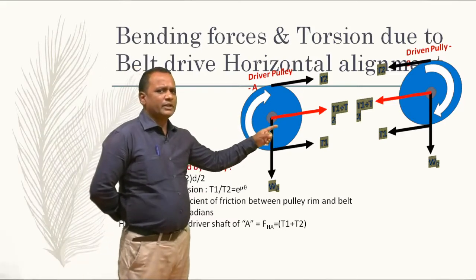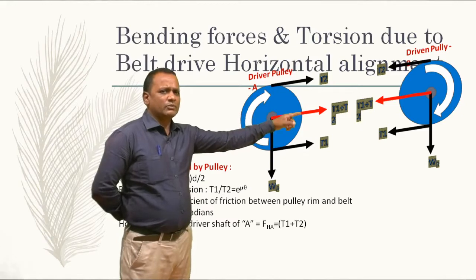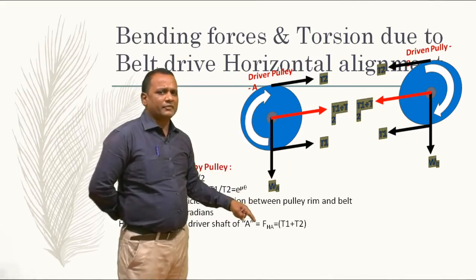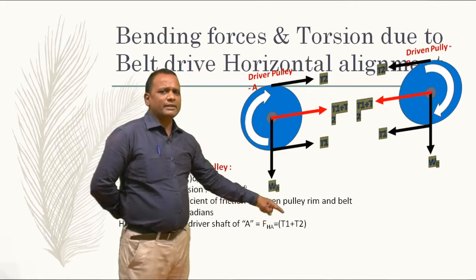As you can see over here, these are the horizontal forces, the summation of T1 and T2. We got it as T1 plus T2. That's what we said over here. Since FHA refers to the horizontal force at point A, it will be T1 plus T2.